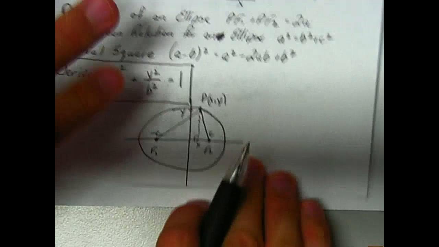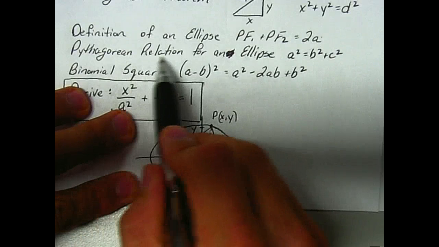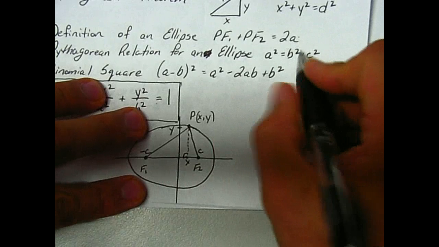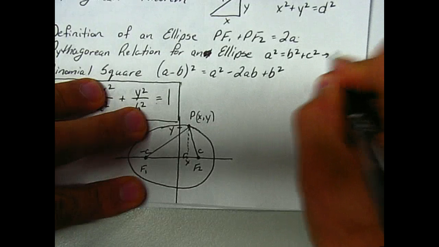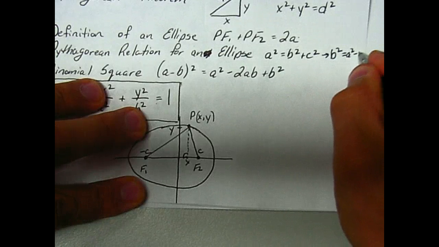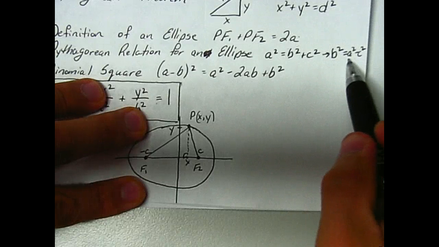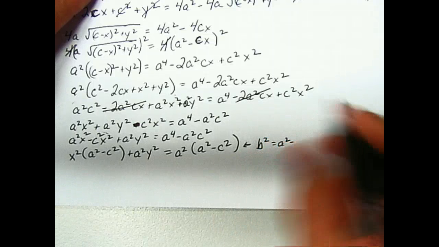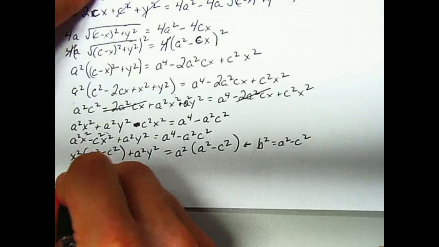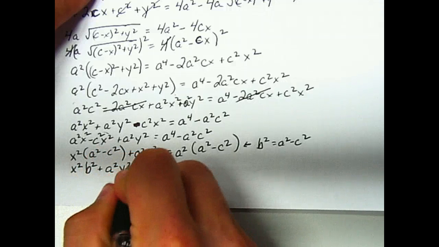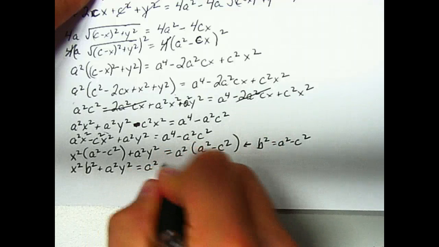But if you can remember from before, I know my Pythagorean relation for an ellipse is written like this, but I can also change it around and write it like this: b squared is equal to a squared minus c squared. So b squared is actually, when we're talking about an ellipse, equal to a squared minus c squared. So we're going to incorporate that here. I can really write this like this when I substitute: x squared b squared plus a squared y squared is equal to a squared b squared.